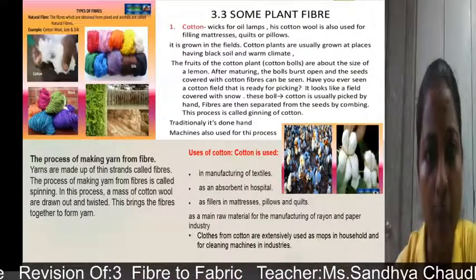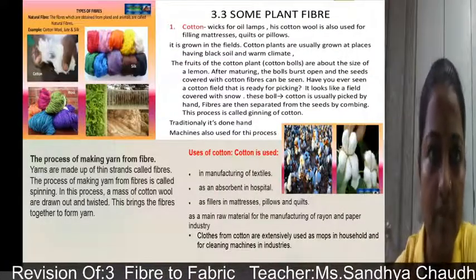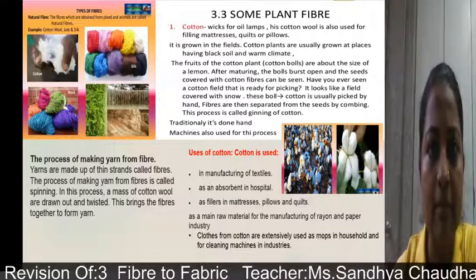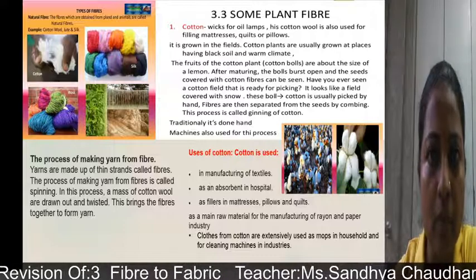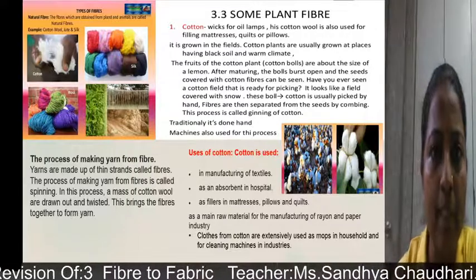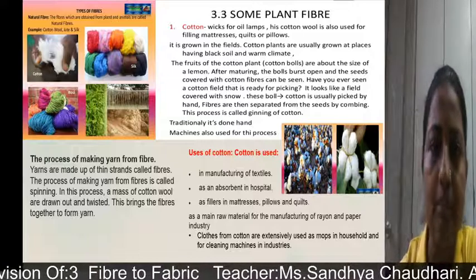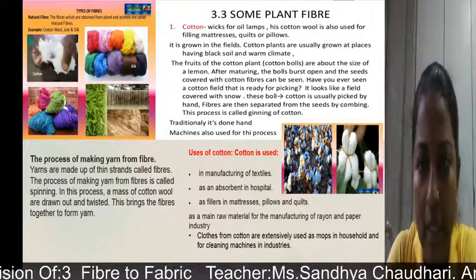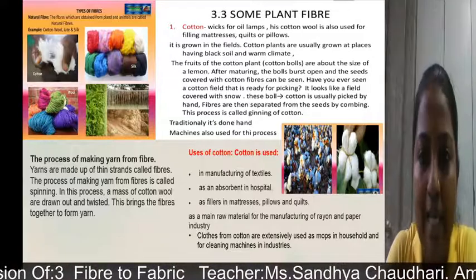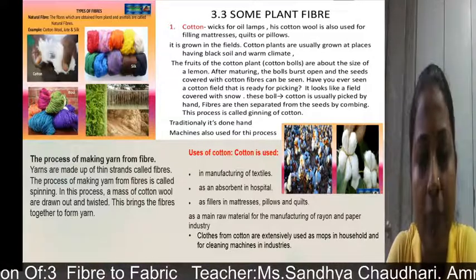Now we will talk about cotton. Cotton is a natural fiber. Wicks of oil lamps are made of cotton. Cotton is also used for filling mattresses, quilts and pillows. It is grown in fields. Cotton plants are usually grown at places having black soil and warm climate.